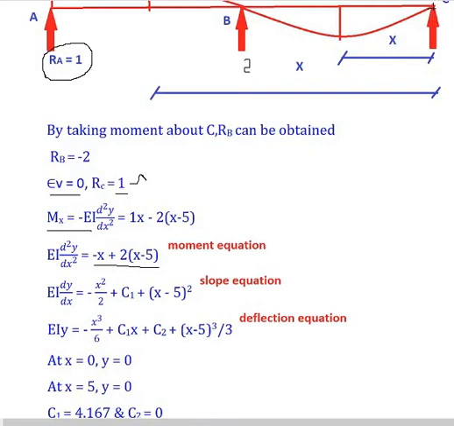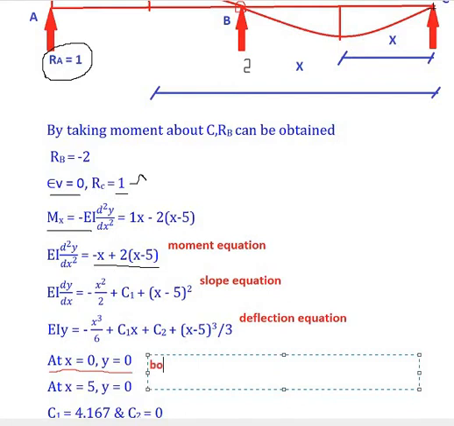So at x equal to 0, y is 0, which means at the starting point, the deflection is 0. At x equal to 5, which means at the support B, the deflection is also 0. Here we can see the deflection is 0. So these two are the boundary conditions. By applying these boundary conditions, we can get the values of C1 and C2.